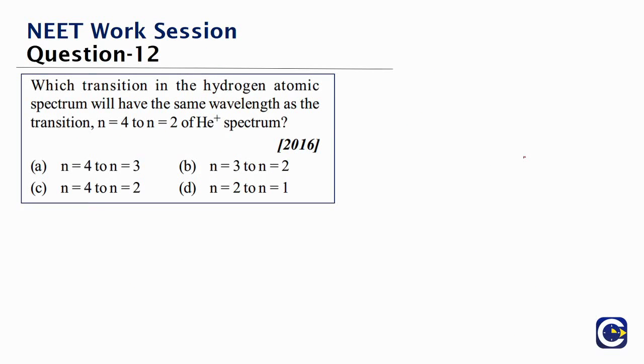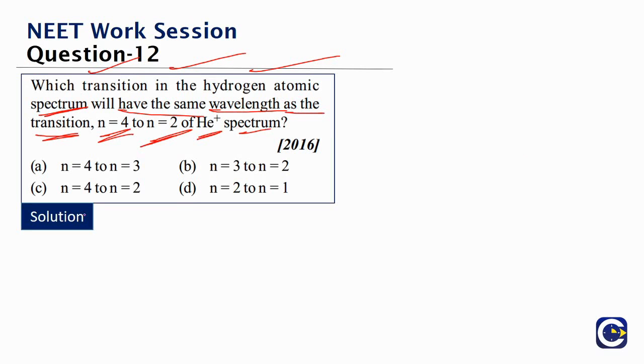Next we have question number 12. This is a question based on the spectral studies. Which transition in the hydrogen atomic spectrum will have the same wavelength as the transition from n is equal to 4 to n is equal to 2 in helium plus?